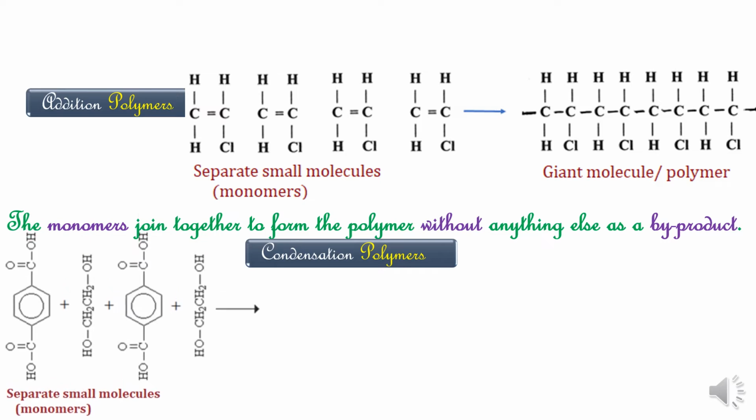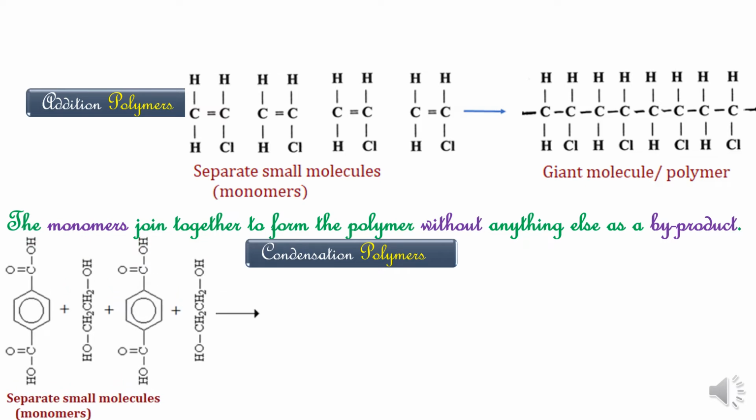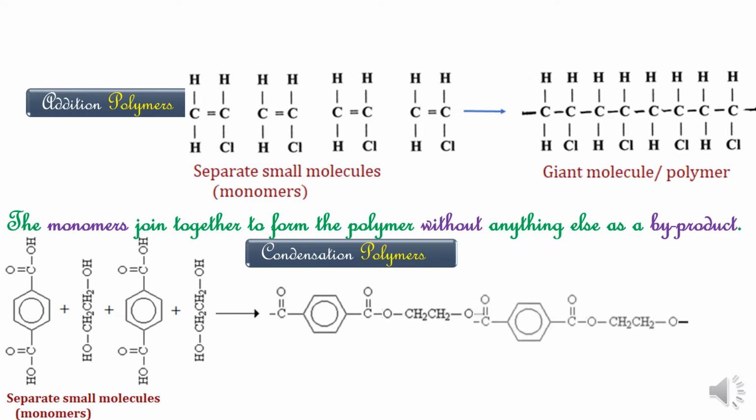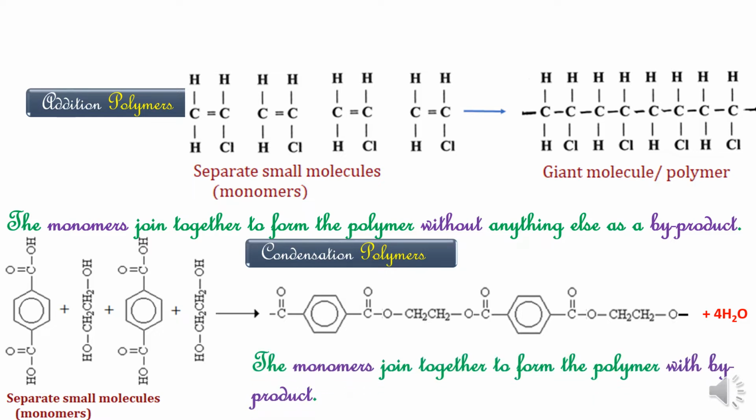Condensation polymers. You get here few small molecules. They join together to give a bigger molecule, a big molecule. This is the polymer. And water forms there as byproduct. So in this type of polymer, the monomers join together to form the polymer, the big one, with byproduct. Water is here the byproduct.